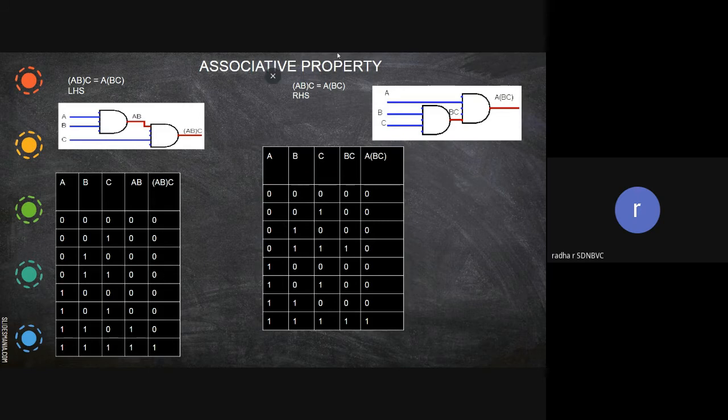So how you can write the logical diagram? See here, A is separate and BC is in one AND gate. So B and C, you put it as an input for one AND gate, and then the output will be given as an input for another AND gate, where A will be given directly to the second AND gate. Now you have these equations. Any doubt so far?